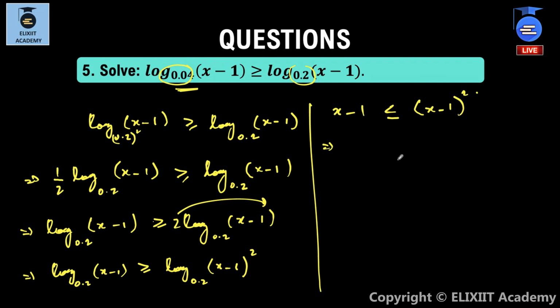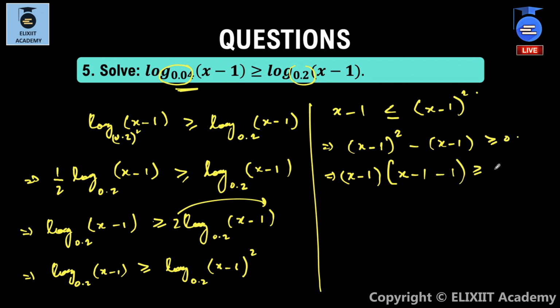How do we solve this? Easy to solve. This is x minus 1 whole square. Let's simplify this thing. x minus 1 whole square minus x minus 1 greater than or equals to 0. Simple wavy curve method inequality. So take out x minus 1 common. So here we have x minus 1 into x minus 1 minus 1 is greater than or equals to 0. So this is x minus 1 into x minus 2 greater than or equals to 0.